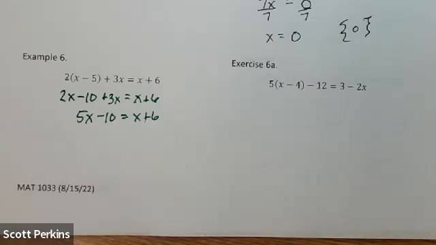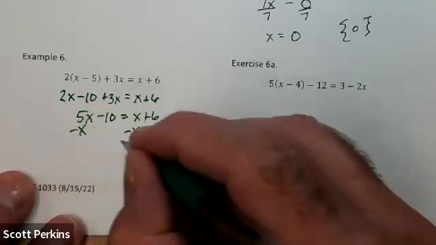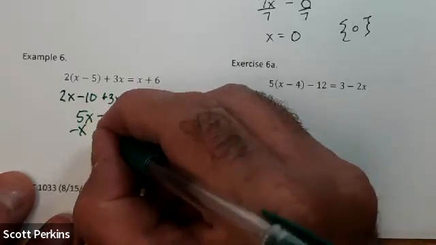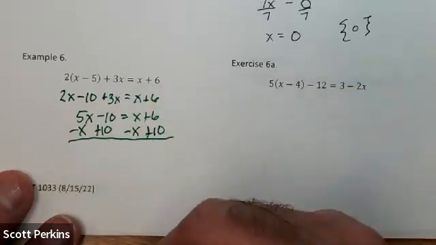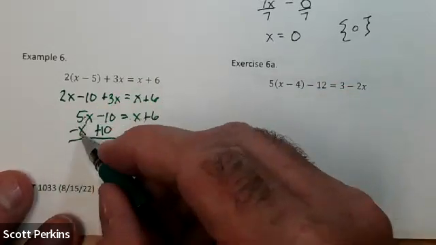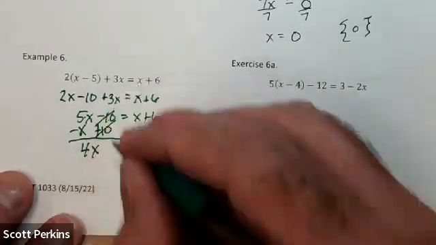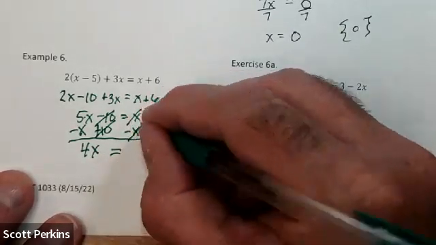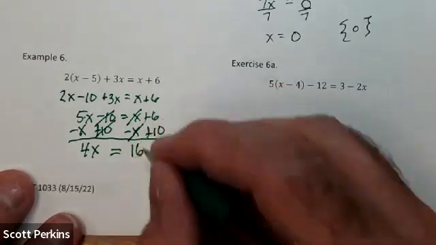I'm going to put the x's on the left, the numbers on the right. So here goes. x is on the left by subtracting. Numbers on the right by adding 10. 5x minus x is 4 of them, 4 x's. The 10s cancel because I put all of my numbers on the right. The equal sign stays in the middle. The x's cancel because I put all of the x's on the left. And then 6 plus 10 is 16.